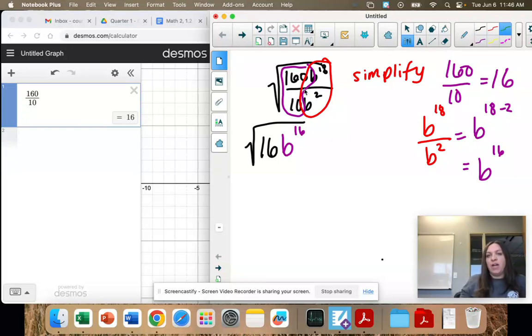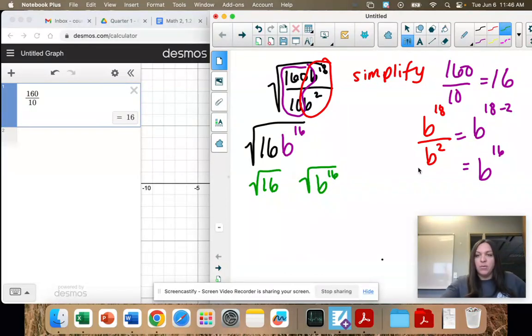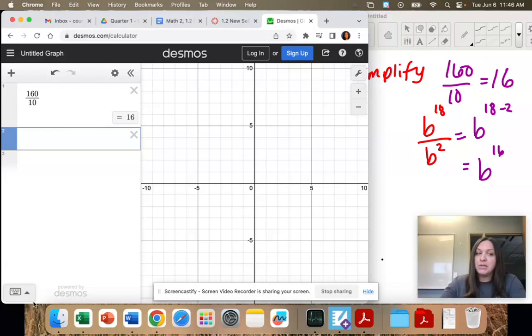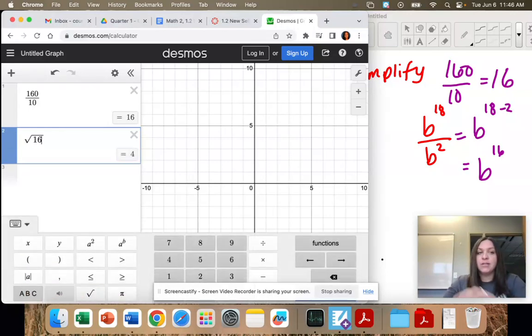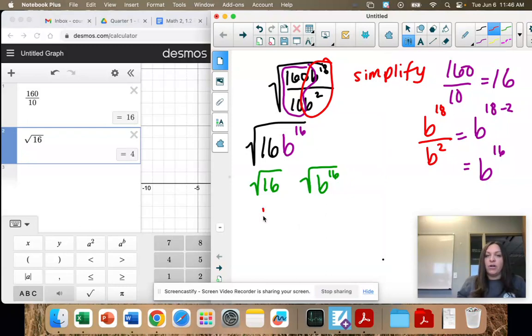Okay, now we're ready to simplify our radical. And it's the same thing. We're going to look at just the numbers, square root of 16, and then just the variable. So do you recognize the square root of 16 as a perfect square? I hope so. If not, use your calculator. It's 4. And then here we have 16 b's.